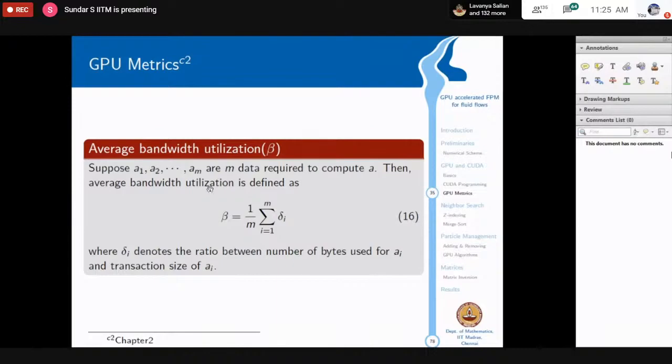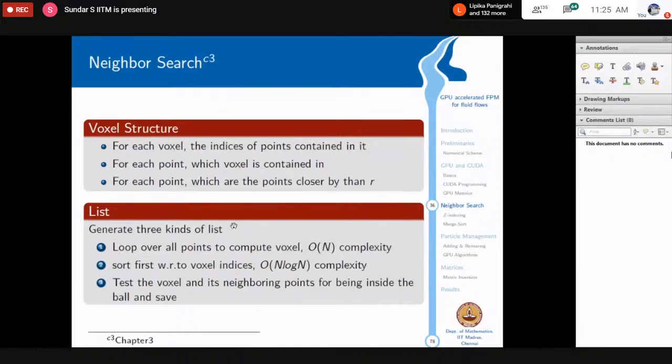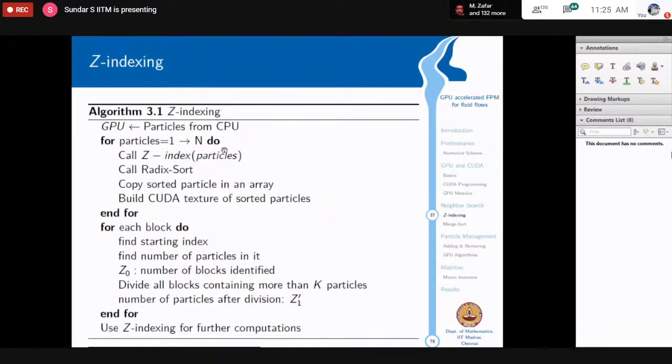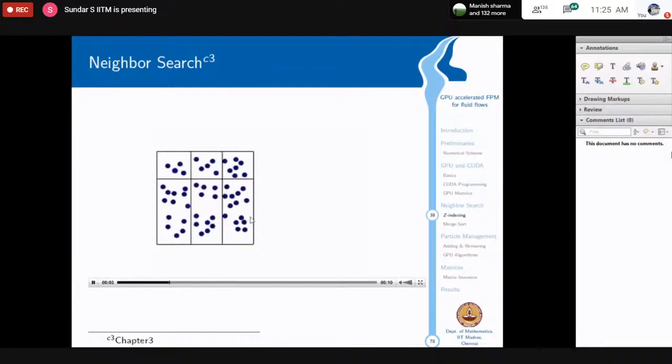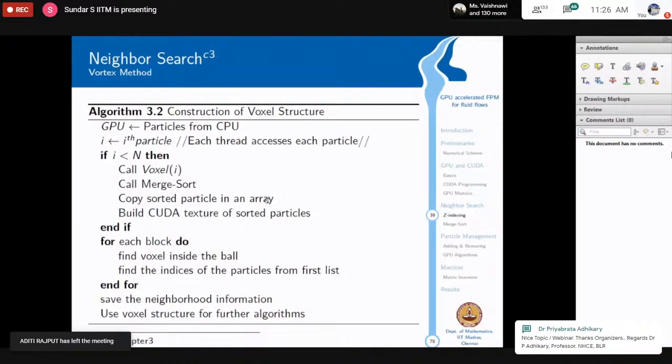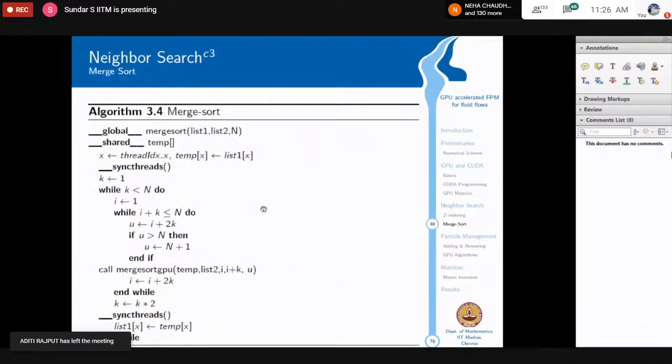Then I talked about average bandwidth utilization, because this is important. Then I talked about the indexing algorithm, the Z indexing algorithm. Okay. Then I talked about neighbor search. Then how do I do the voxel structure? Then what is the merge sort I am using here in GPU? So this is basically the global, it goes to the CPU, shared memory. Then how I am using it.